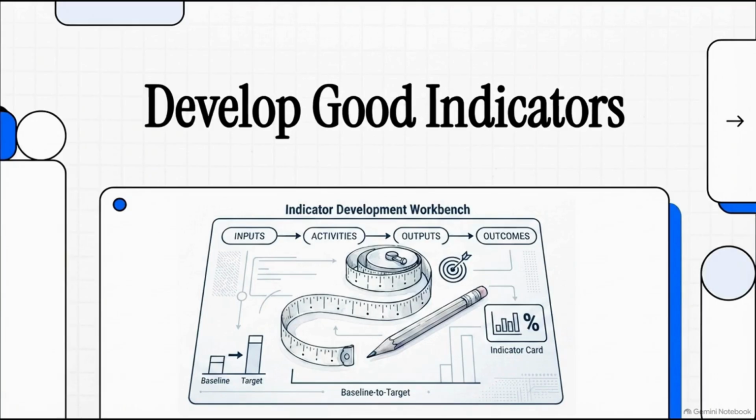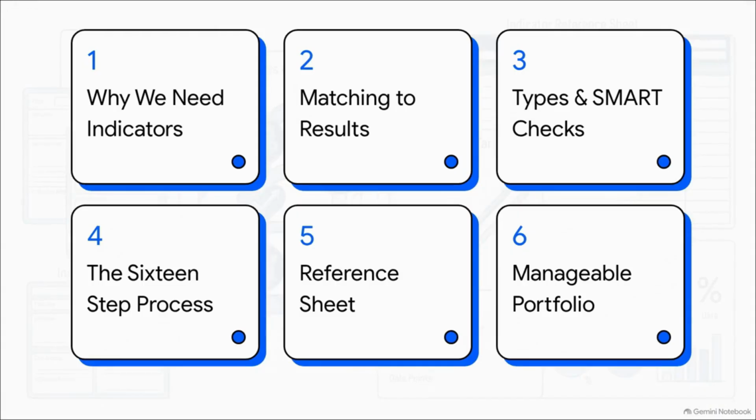We're moving from simply understanding what a program intends to achieve to exactly how to measure it in the real world. Let's get into the step-by-step guide on developing good indicators. Here is our builder's blueprint for today. We're going to cover why we need indicators, matching them to results, indicator types and smart checks, the 16-step process, the indicator reference sheet, and finally, how to build a manageable portfolio.